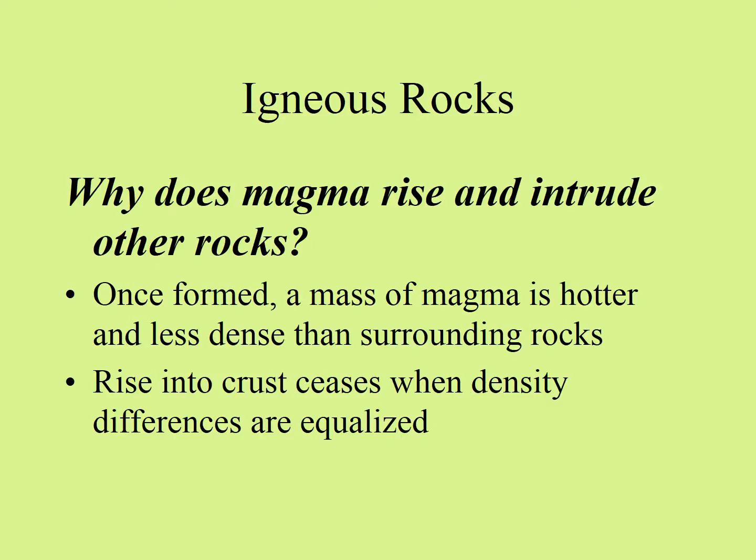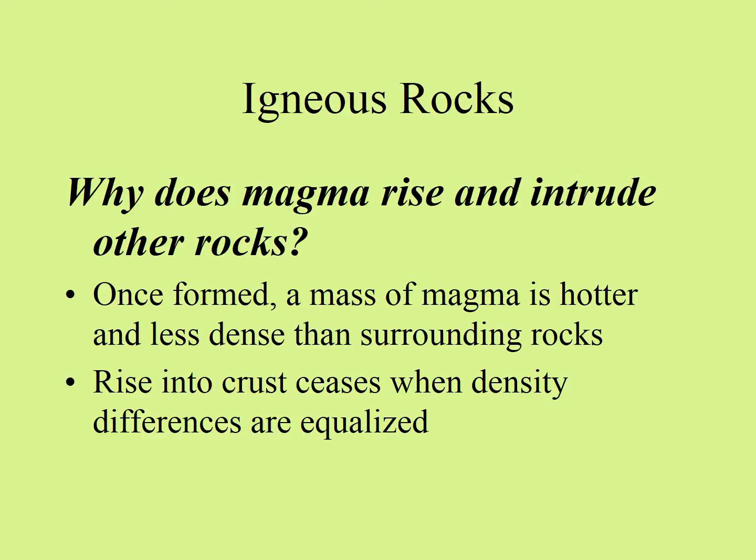In igneous rocks, we might ask, why does magma rise and intrude into other rocks? Once you start to form a magma through melting, the magma is typically hotter and less dense than the surrounding rocks. Because it's hotter, it's relatively easy to shape. It's probably in a liquid form or something closer to a liquid than the rest of the material, so it's more easily moved around. And it's also less dense than the surrounding rocks. Because it's less dense, it's going to have a tendency to want to rise up.